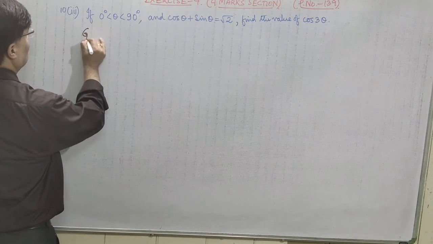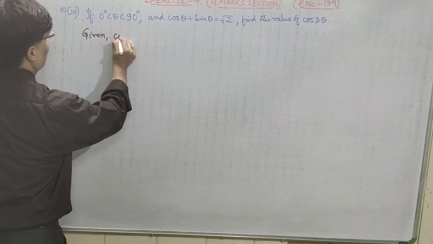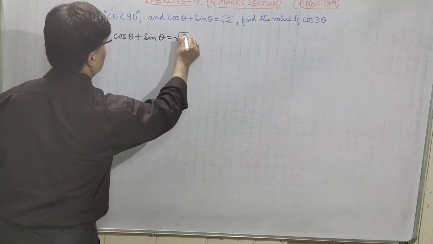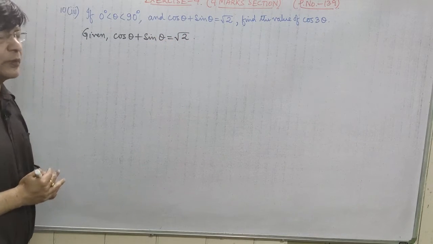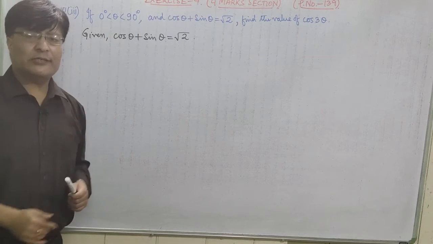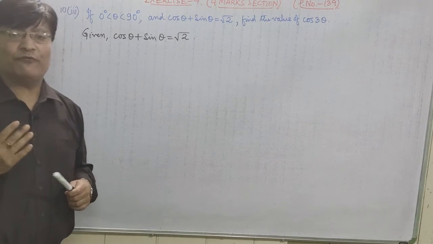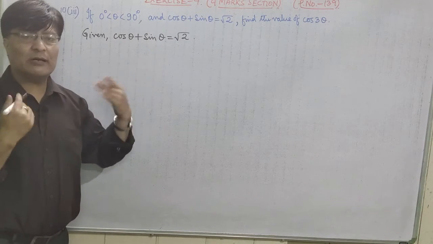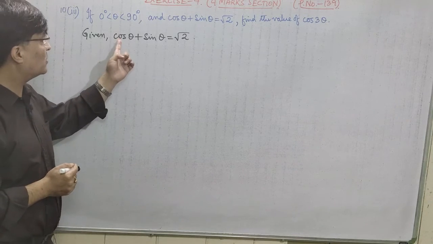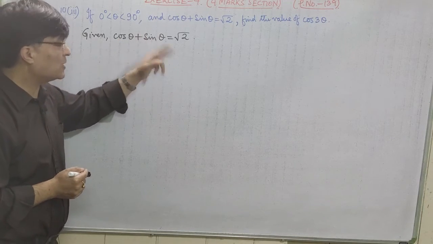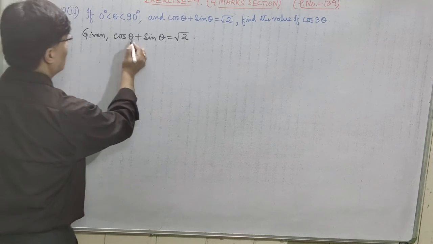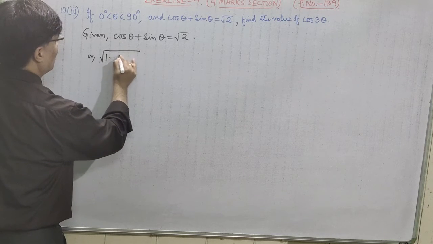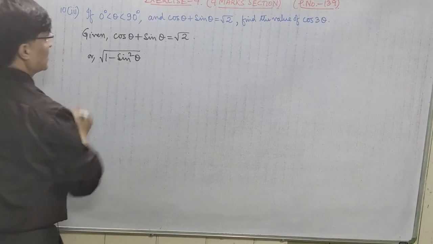So here given is cos theta plus sin theta is equal to root 2. Now let us solve this equation. Let us find out the value for theta from this equation. So you have to convert it into a single trigonometric function. Either you can convert cos theta into sin theta or sin theta into cos theta. So let us convert cos theta in terms of sin theta. What is cos theta in terms of sin theta? Root over 1 minus sin square theta.